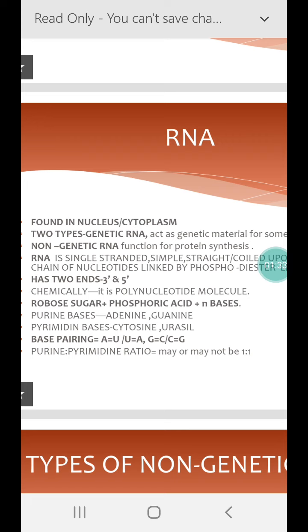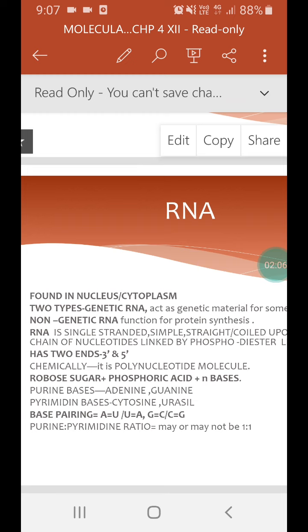So chemically, RNA is a polynucleotide molecule, and the components of RNA are ribose sugar, phosphate group, or you can say phosphoric acid, and nitrogenous base. The nitrogen bases present in RNA are purine and pyrimidine. Purines are adenine and guanine, while pyrimidines are uracil and cytosine. The strand of RNA is a long chain of nucleotides joined by phosphodiester linkages. And there are 4 different types of nucleotides present as A, G, U and C.